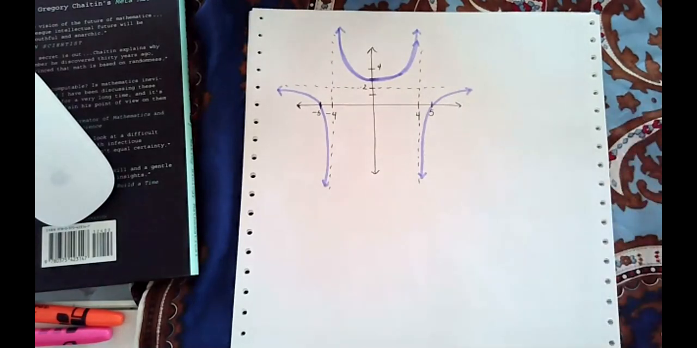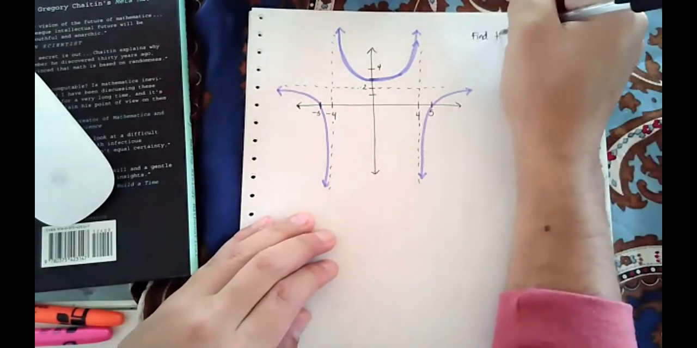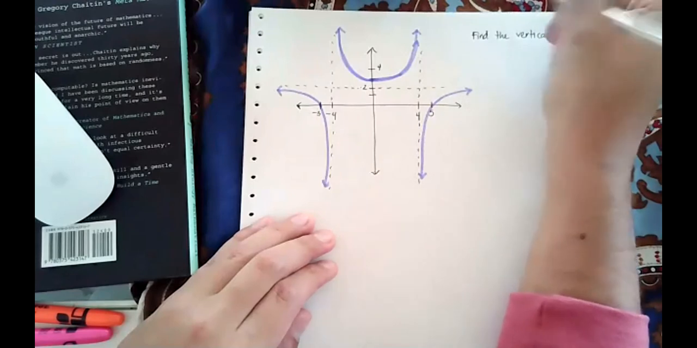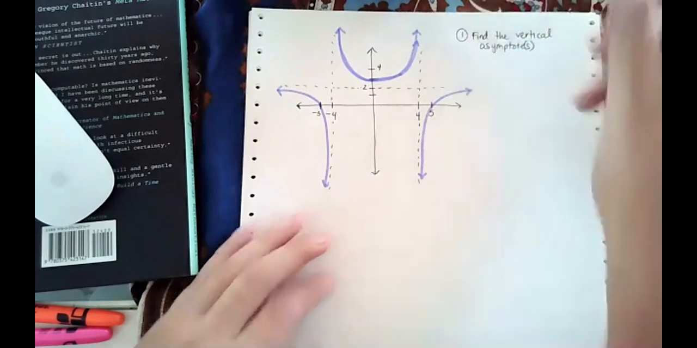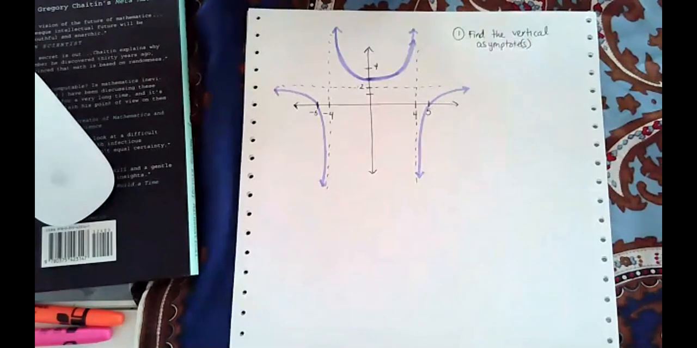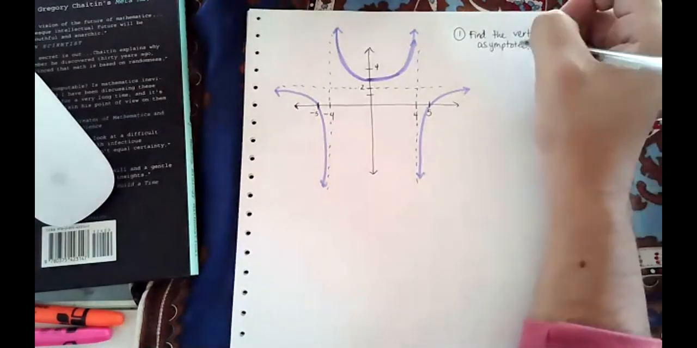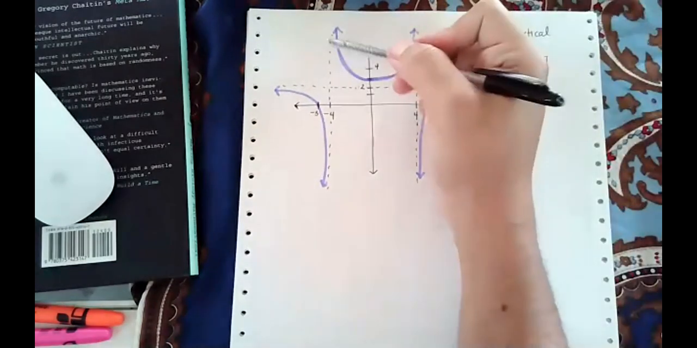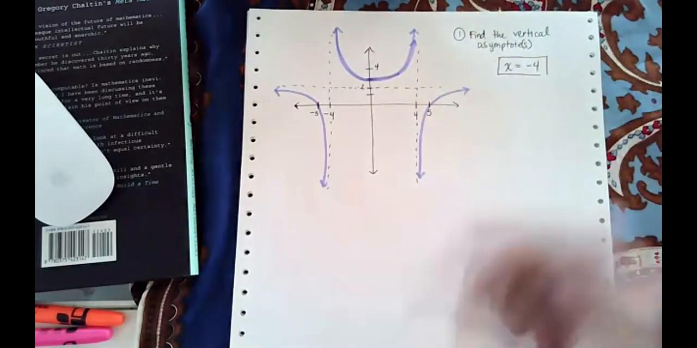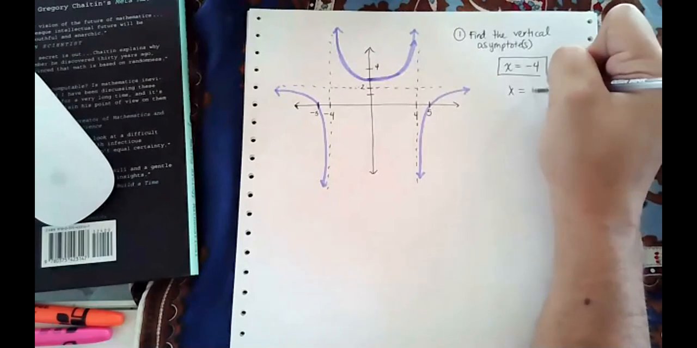Okay. So if you're given a graph that looks like this, you'll be asked to find the vertical asymptotes. So can anybody tell me what the equations for the vertical asymptotes are just by looking at this graph? X minus 4 and x plus 4. Yeah, so all you would do is say x is equal to negative 4. That's one of your vertical asymptotes. Again, it's just going to be a vertical dashed line here. And then x is equal to positive 4.